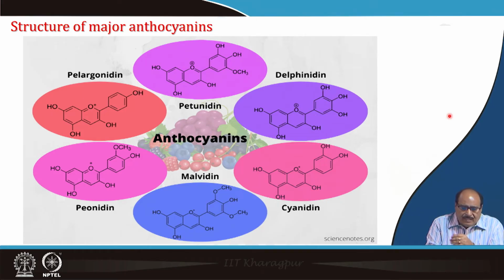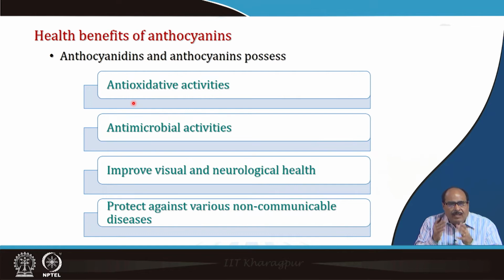They are basically phenolic compounds, etc. They have a benzene ring in the structure, and they are highly unsaturated, okay. There are little differences in the structure of one compound and another. Because of this, they sometimes have different color intensity, color hue, and also health value. Okay. Then the health benefits of the anthocyanins include antioxidative activity and antimicrobial activity; they improve visual, nutraceutical and neurological health, and they protect against various non-communicable diseases.